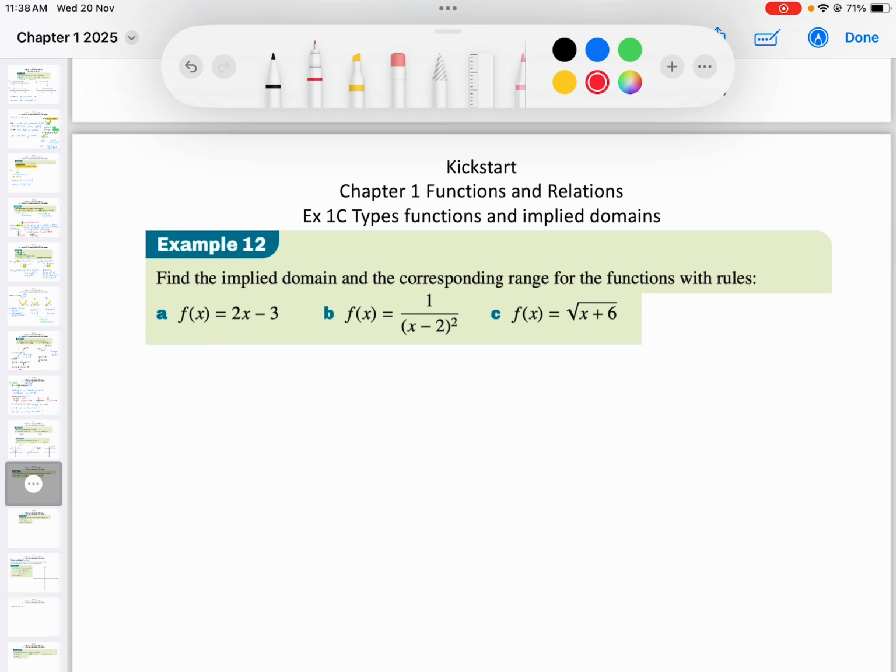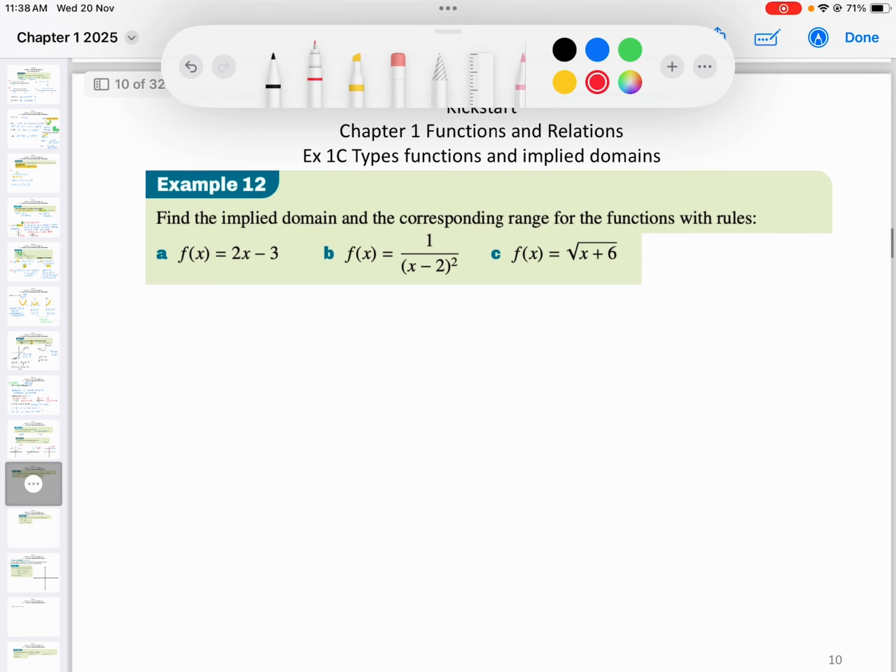Okay, so let's have a look at implied domain. So what does that mean? The first one's probably not a great example, but this second one's a good one. Because if x equals 2, you'd get a denominator of 2 minus 2, which is 0. So that one would have to have a restricted domain.